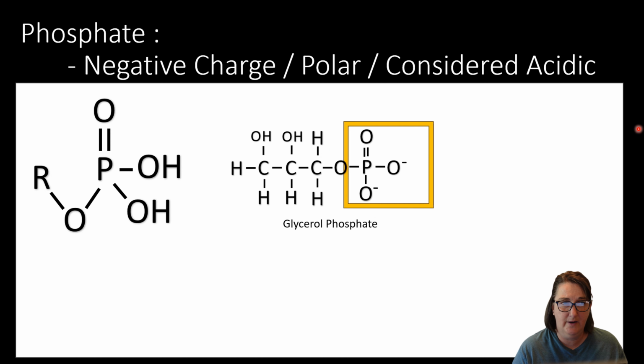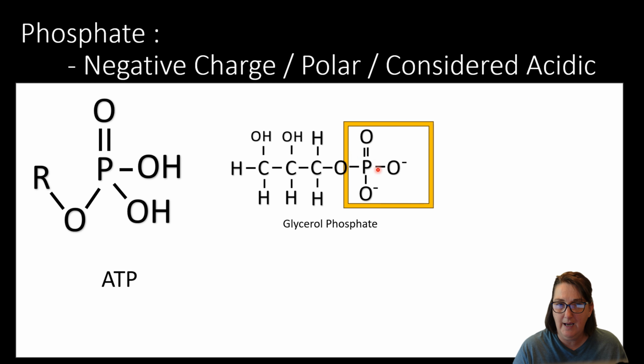So that is my phosphate group. I also have a negative charge because of the negative electrons that are there. This is really important when we start talking about a lot of processes that happen in our system. ATP, adenosine triphosphate. I have 3 of these phosphate groups on the end of an ATP.